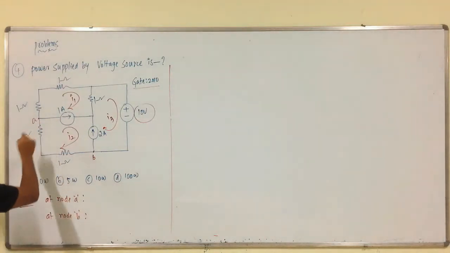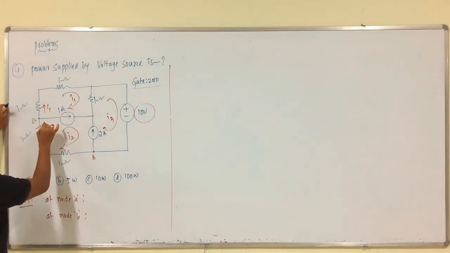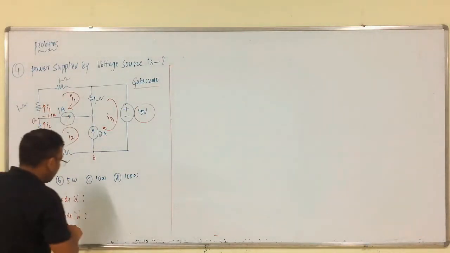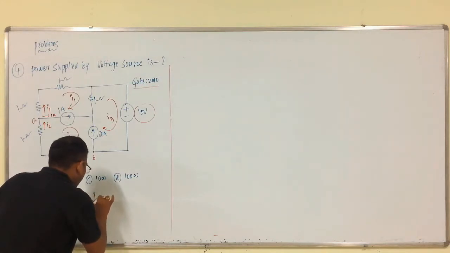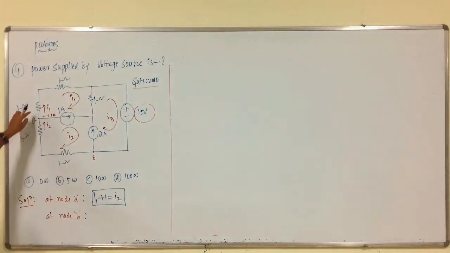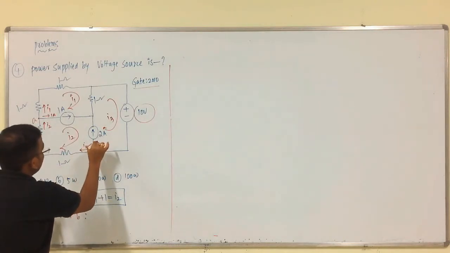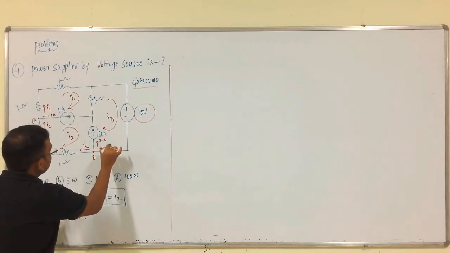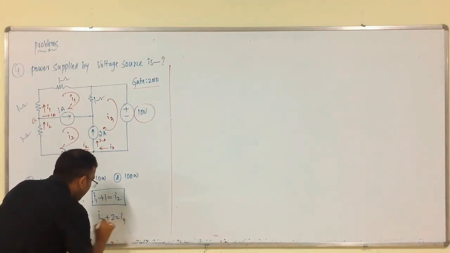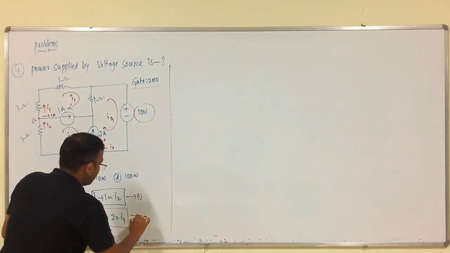At node A, I1 is entering and I2 is leaving, and this 1 amp is leaving. So, I1 plus 1 equals I2. At node B, I2 is leaving, 2 is leaving and I3 is entering. So, I2 plus 2 equals I3. This is equation 1, this is equation 2.